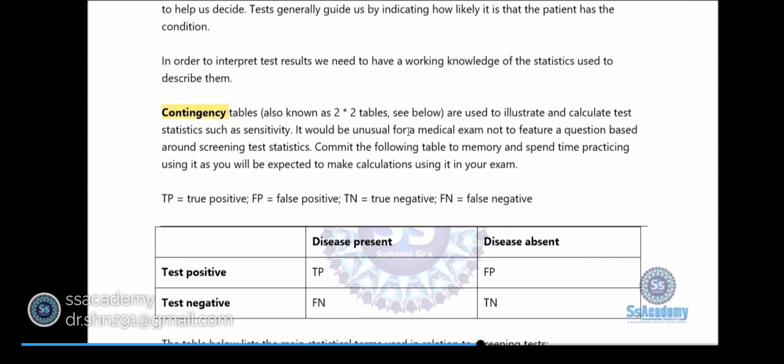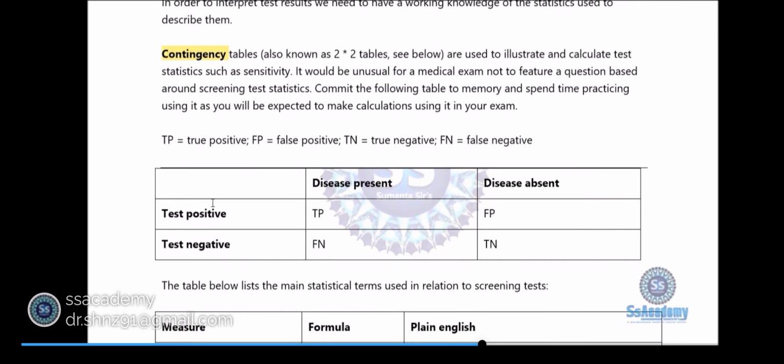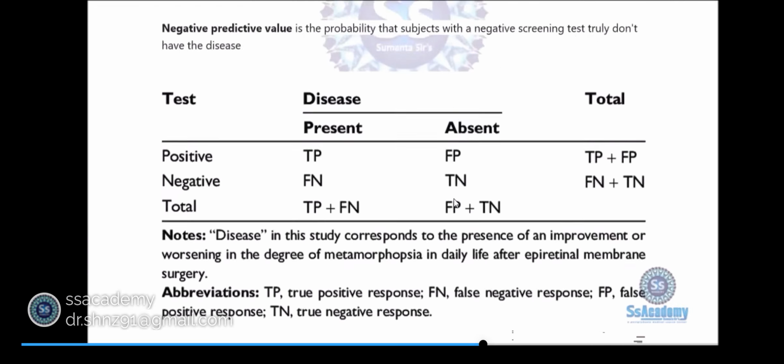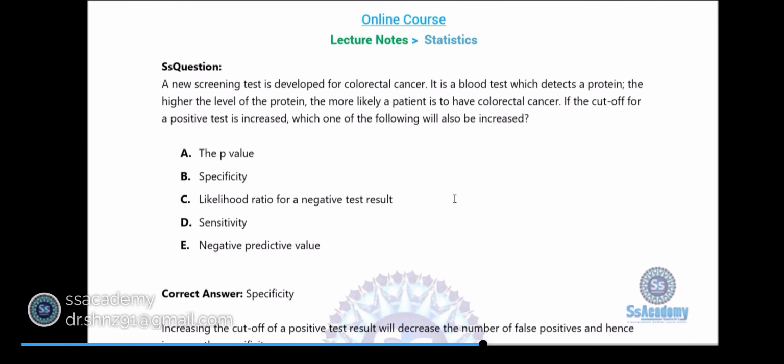It would be unusual for a medical exam not to feature a question based on screening test statistics. Commit the following table to memory and spend time practicing using it. You will be expected to make calculations using it in your exams. Some of the keywords are true positive, false positive, true negative, and false negative. I'd like to see some of the questions here.